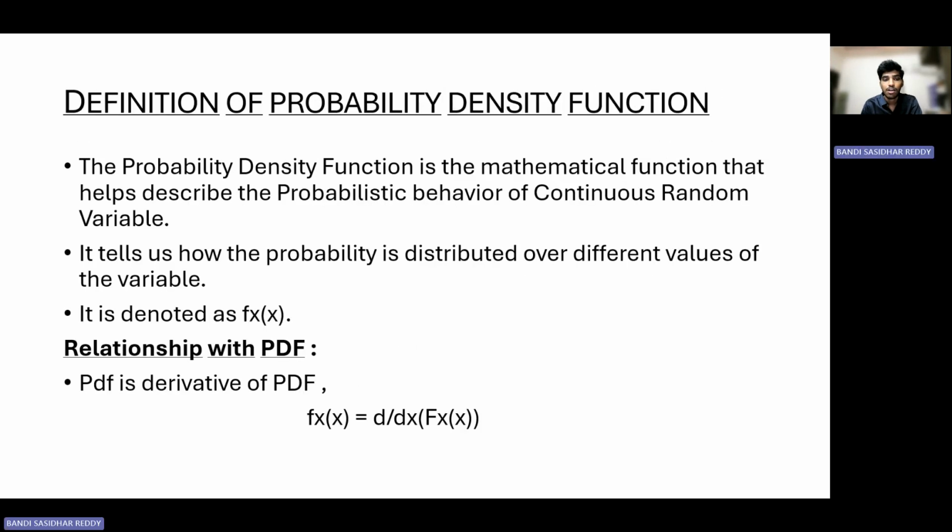Also, capital FX of x equals the integral from minus infinity to x of small fX of x dx, which is said to be the probability distribution function, is an integral over the range minus infinity to x of small fX of x.